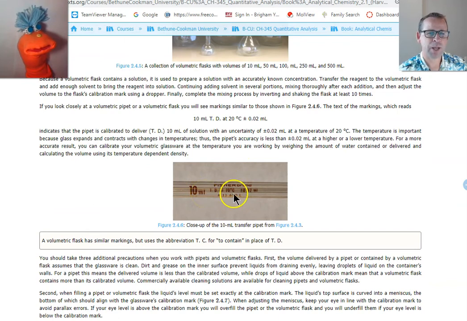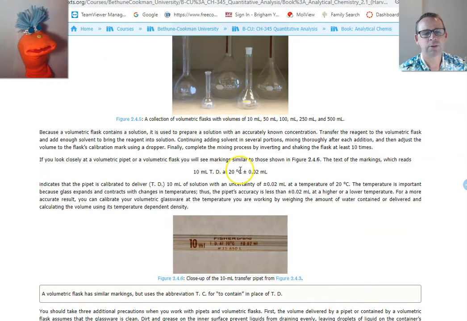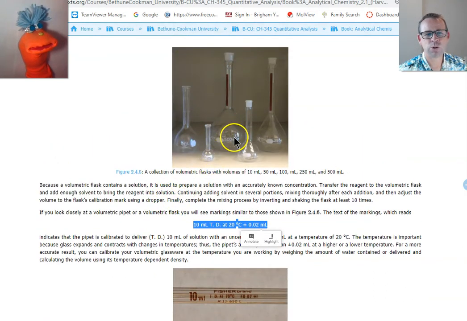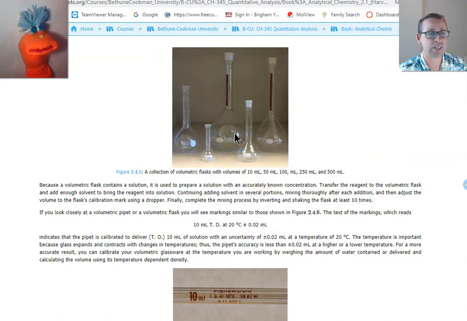On volumetric glassware, pipettes or flasks, you are going to find information along these lines that says 10 milliliters, its volume, TD, which means to deliver. Volumetric pipettes are made to deliver. On a volumetric flask, it won't say TD, it'll say TC. What do you think TC stands for? To, I don't know. To contain. So TD is to deliver and TC is to contain.